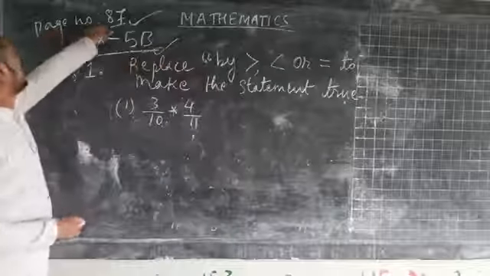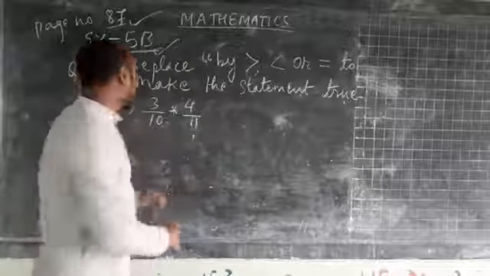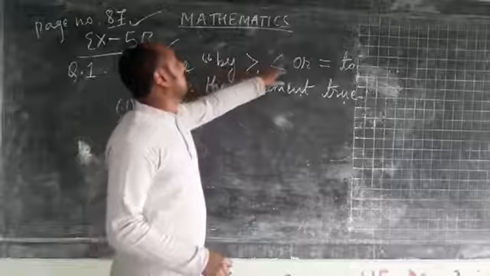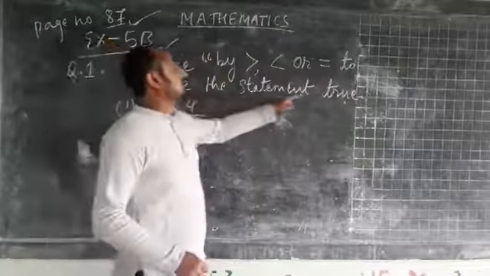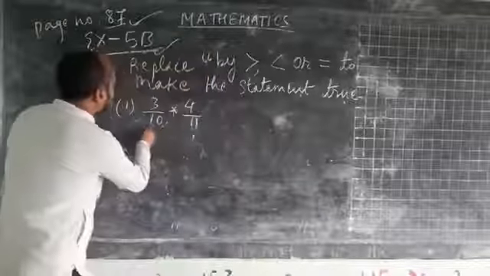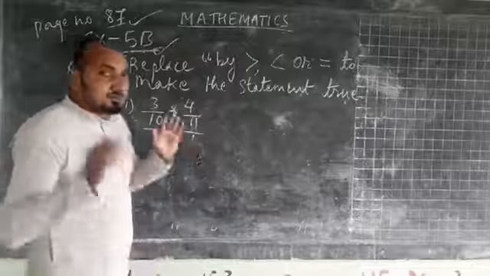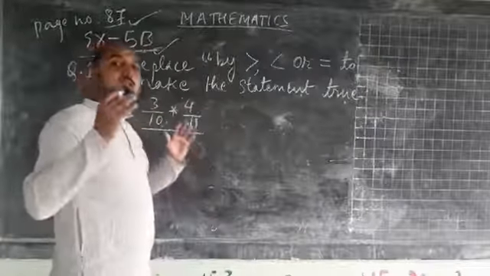5B page number 87. So in exercise 5B, first question, we have: replace by greater than, less than or equal to make the statement true. So here the fractions are given. Now we have to show which fraction is greater and which one is less.